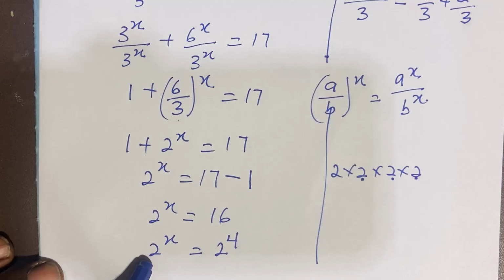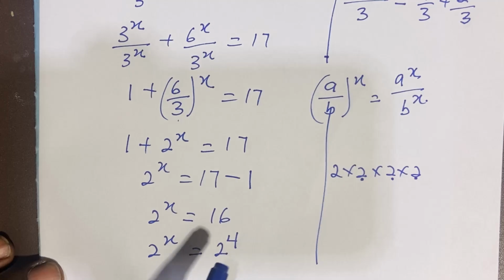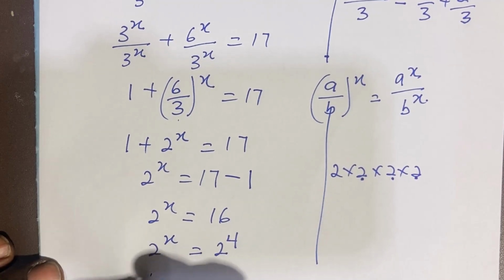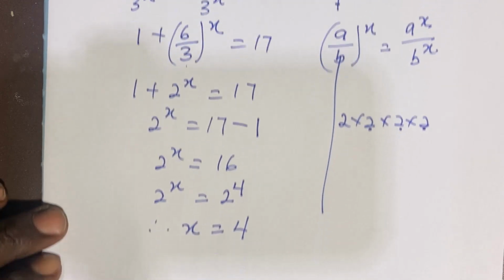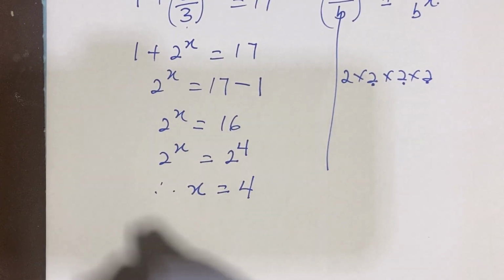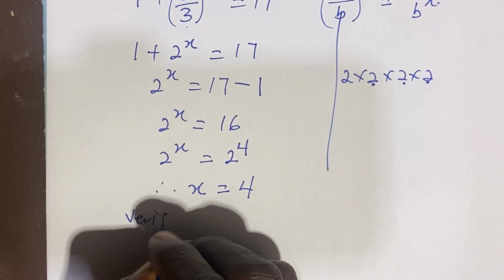Now I have an equation here. So I have 2^x equals 2^4. Since the bases at both sides are the same, we therefore conclude that our x is equal to 4. You can verify to see if our 4 is correct.